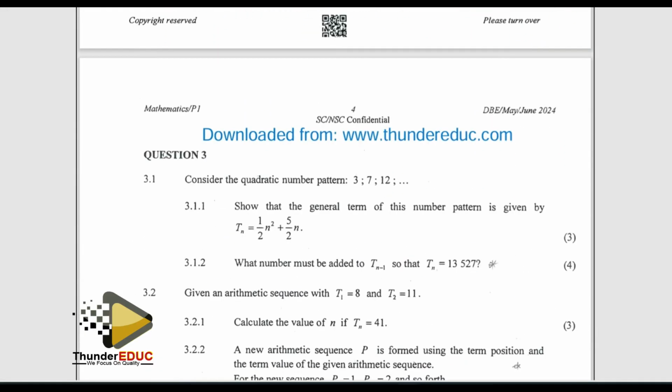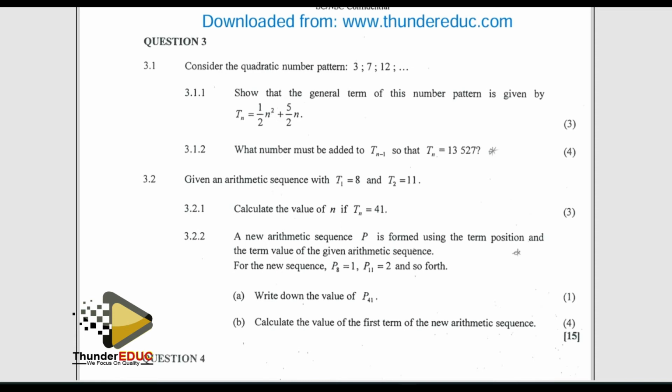Then question number 3 is still on sequences and series, but they're telling us we must consider this quadratic pattern. Can we show that the general term of this pattern is given by this?